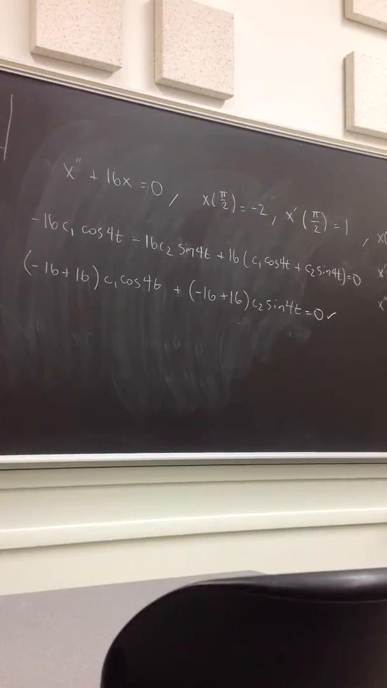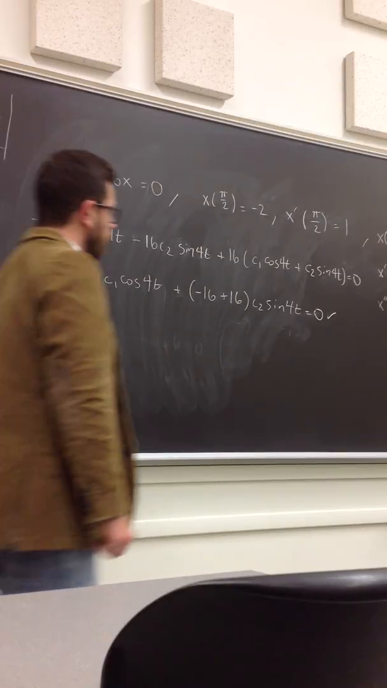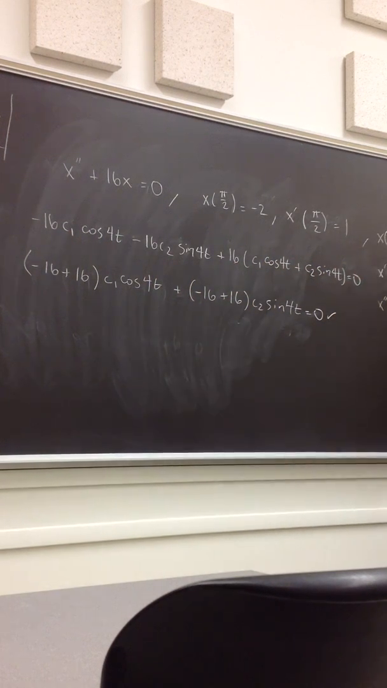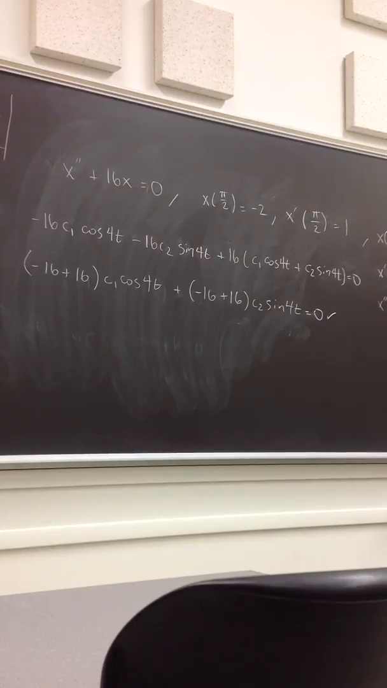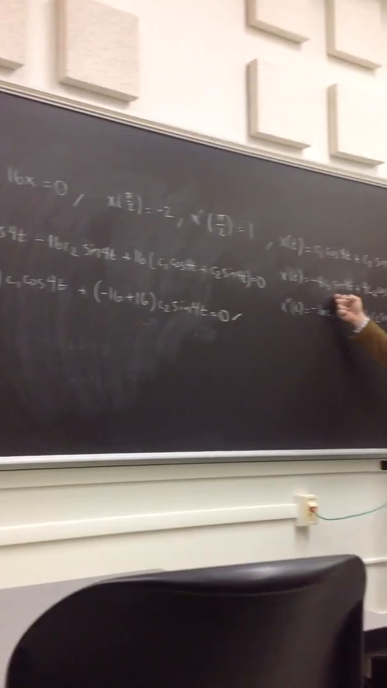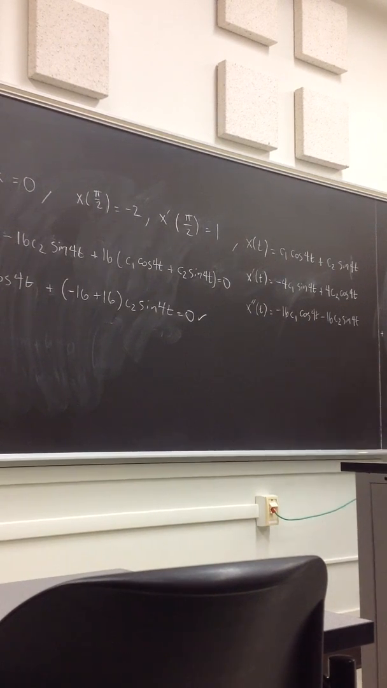Now, how are we going to use the extra information to determine C1 and C2? Substitute. Yeah, if we substitute those values of t, that will leave us with an equation in C1 and C2. We've already done some of the work that we need. This is the function itself, right? We also need to substitute into the first derivative. We had that right here.